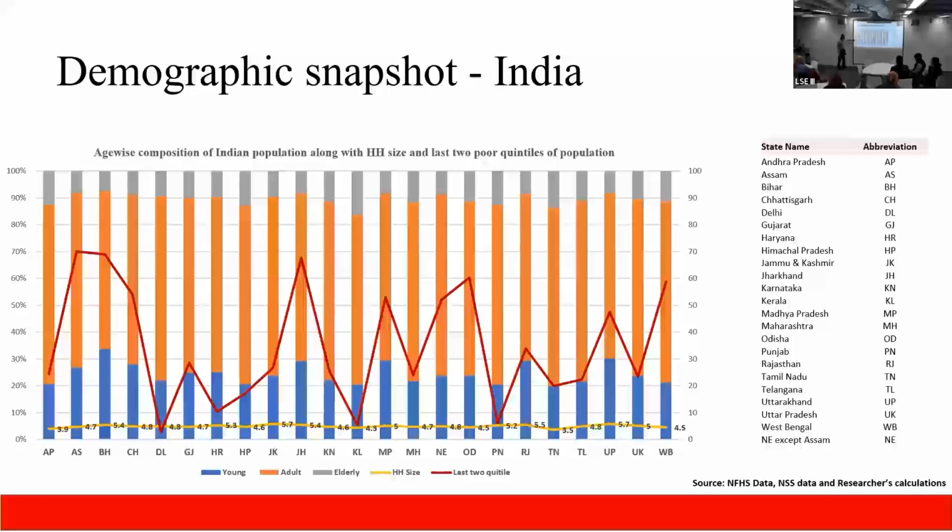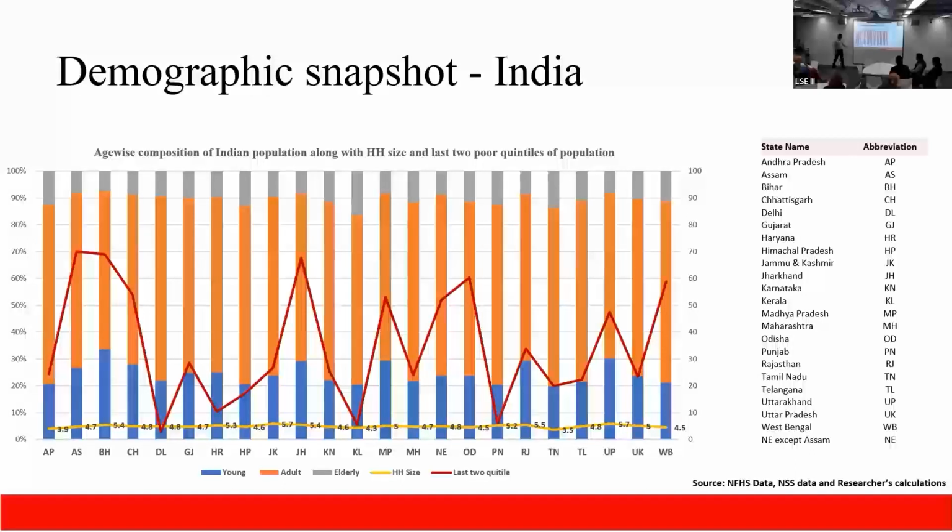Again, this red line is indicating the last two poor quintiles of the population, and there is quite a variation in that also. There are a few states like Assam, Bihar, and even Jharkhand, where you will find the last two quintiles of the population is more than 50%, whereas there are a few states like Delhi and Kerala where the last two quintile population is very low. So this is required to see in which state what my target population is, where I need to design my social protection programs.